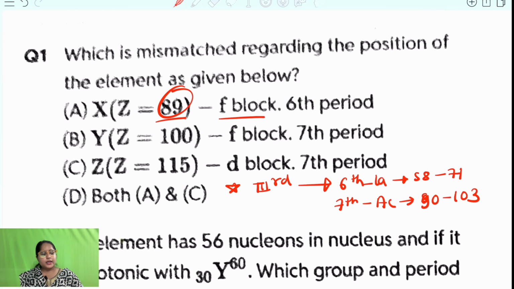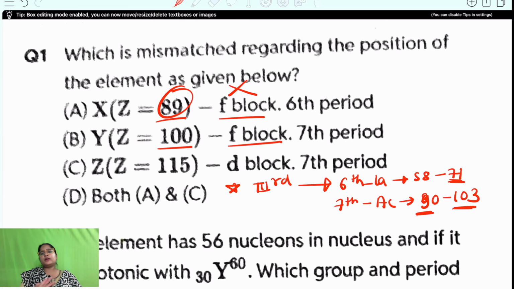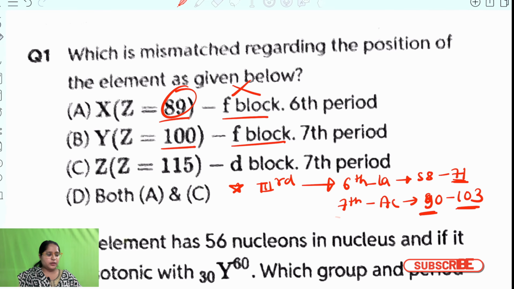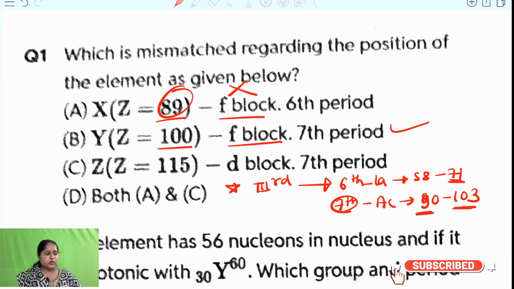Now let us solve the question. 89 belongs to the f block? What is the last limit? 71 is for lanthanides and 90 is for actinides. So 89 is not an f block element. This is wrong. Then 100 belongs to the f block. Yes, 90 to 103 are f block elements, and it is the seventh period, also belonging to actinides. So this is correct.